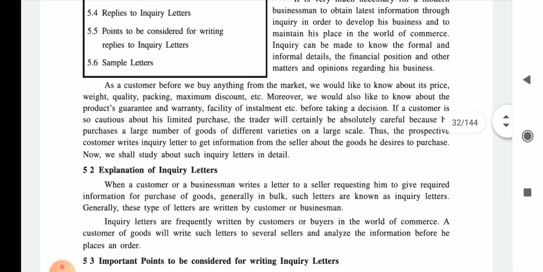Inquiry can be made to know the formal and informal details, the financial position, and other matters and opinion regarding his business. See, while considering this type of information, what type of information should be important as far as your inquiry is concerned? At that time, which information? See, formal information as well as informal information.